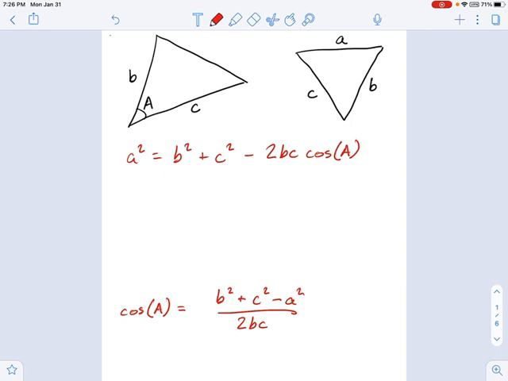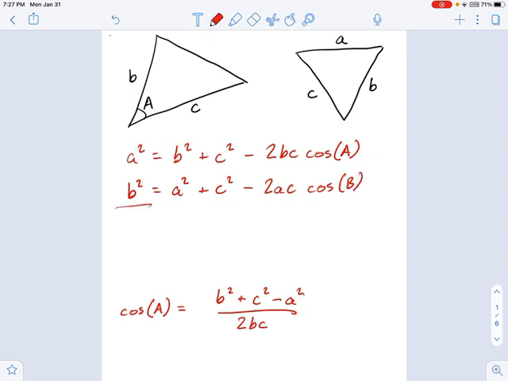But there are other patterns. Let's say we wanted a side b. I don't know what b is, but I want that. Well, watch what happens here. If I want b squared, it's going to be a squared plus c squared minus, and again, minus 2ac cosine b. Do you see how there's a pattern that I'm following here?